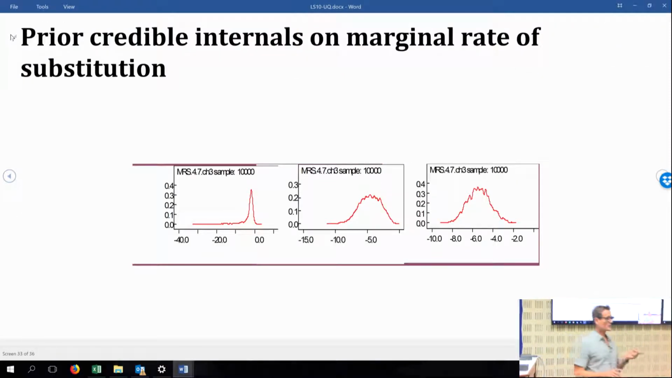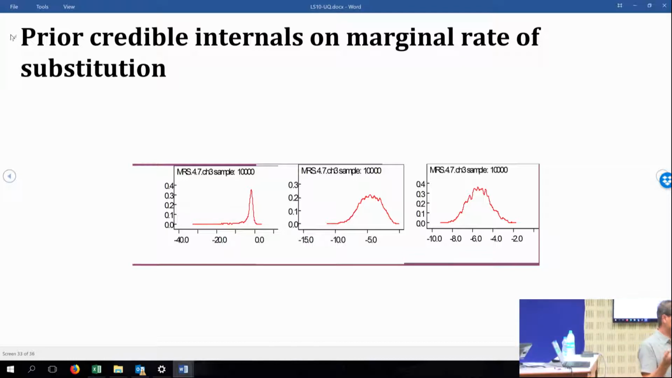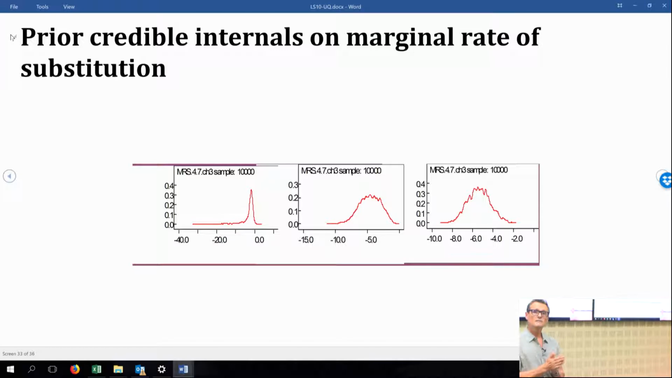And here are the posterior credible intervals. This is output from WinBugs. I go in and sample what the sampler produced for those marginal rates of substitution for those ratios. So there you can see the three different marginal rates of substitution and how they differ across the models.